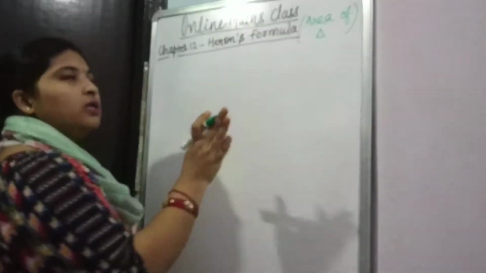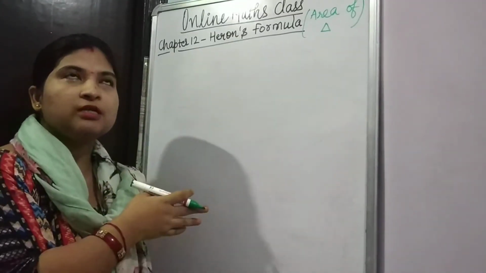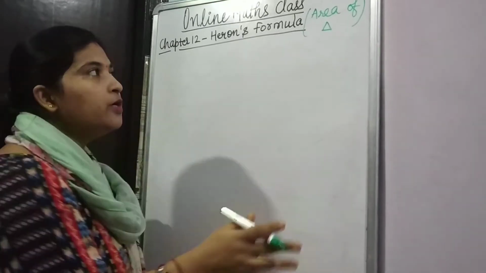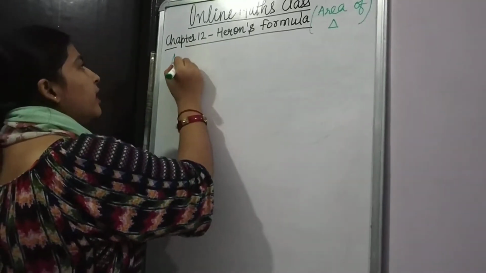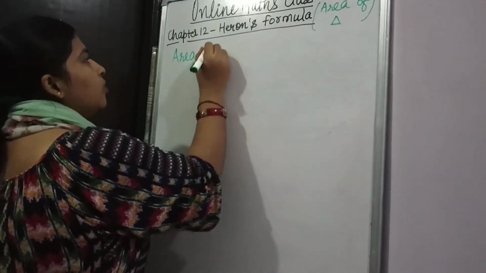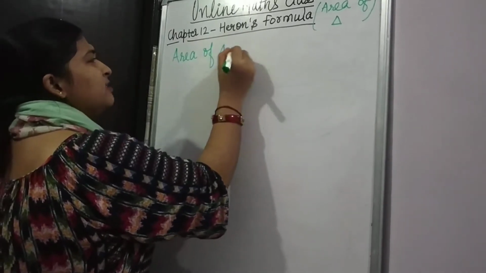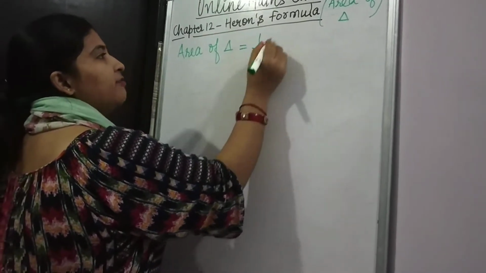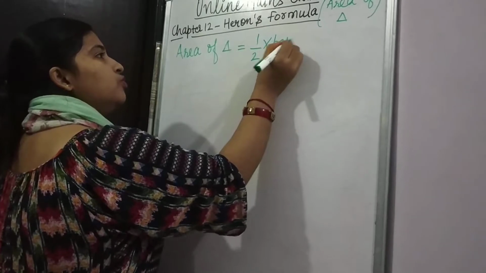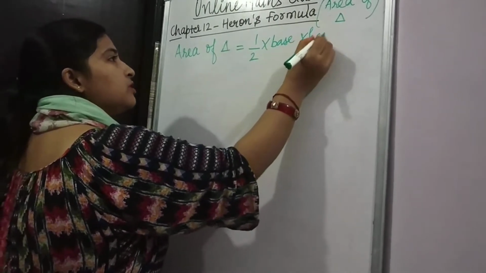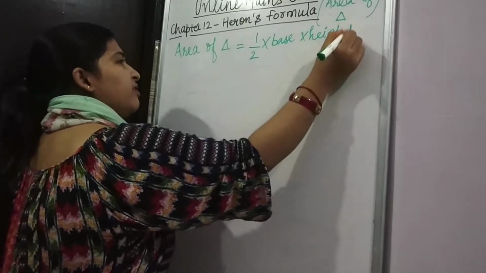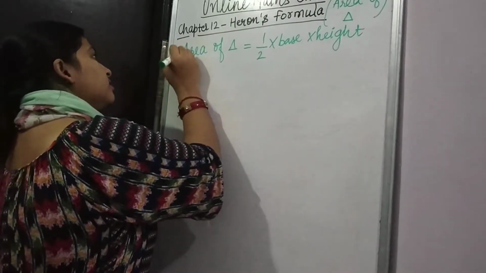From 6th class, we have been doing the area of a triangle in many ways. I think we all know the very simple formula: area of a triangle is half into base into height. This is the basic formula that I think everyone knows. That is your first formula.